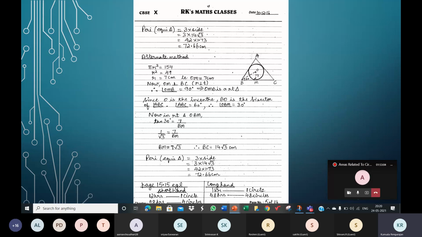So supposing the side of the triangle is 14 centimeters. If the side of an equilateral triangle is 14 centimeters, the length of its altitude will be root 3 by 2 into side. Root 3 by 2 into 14. So 7 root 3. The length of the altitude will be 7 root 3.